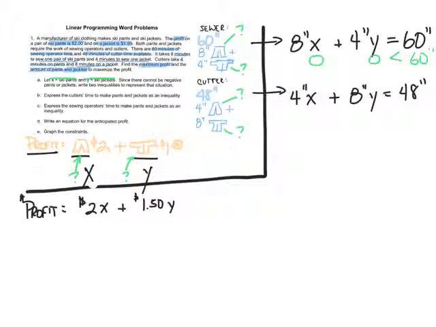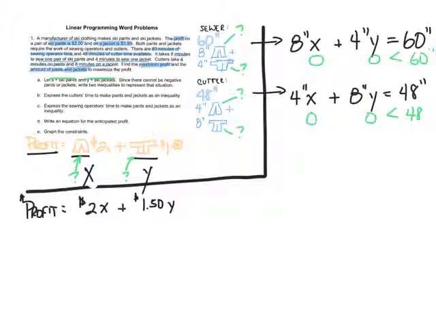And the same mentality works over here. If I give the cutter no pants to cut material for and no jackets to cut material for, and they can give me 48 minutes, then I know that the inequality goes that way. And looking at the words, it says that there are 60 minutes of sewer operating time. Well, the way I've written it out in green, it says that if I give them 0 pants and 0 jackets, that will be less than 60.